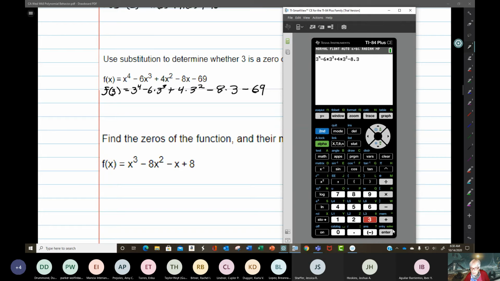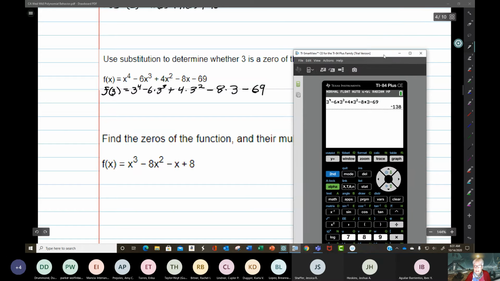Minus 69. Oh, that was a point, wasn't it? All I have to do is overwrite it. Minus 69. So, double check: 3 to the 4th minus 6, 3 to the 3rd plus 4, 3 squared minus 8, 3 minus 69. Enter. Negative 138. That is not 0. No, it's not.